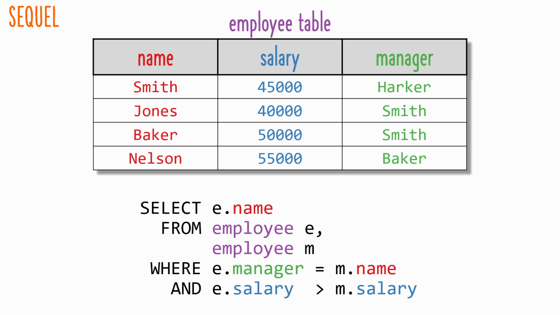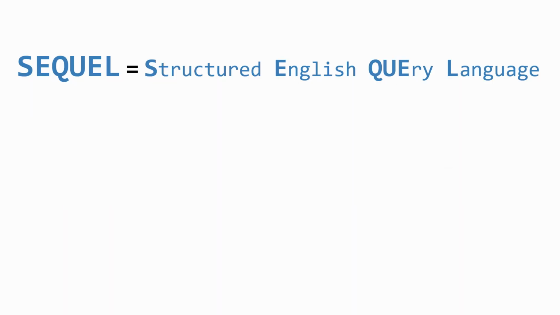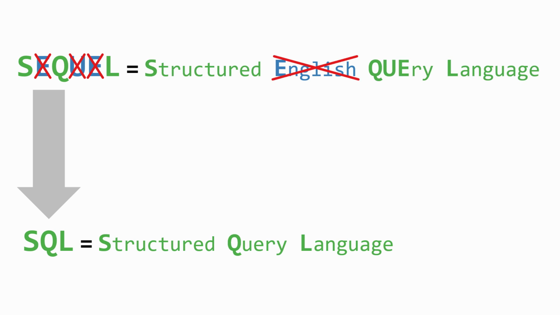the past 5 decades. The problem with the name SQL was that it was already trademarked by a British company for their sequence control unit, which was used to control and monitor the operations of industrial plants. Unfazed, the creators of the language said, "We can simply remove the vowels and still pronounce it SQL." They also dropped the word English from the backronym.